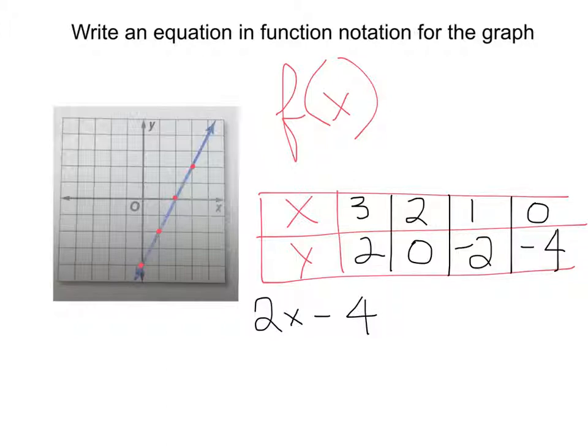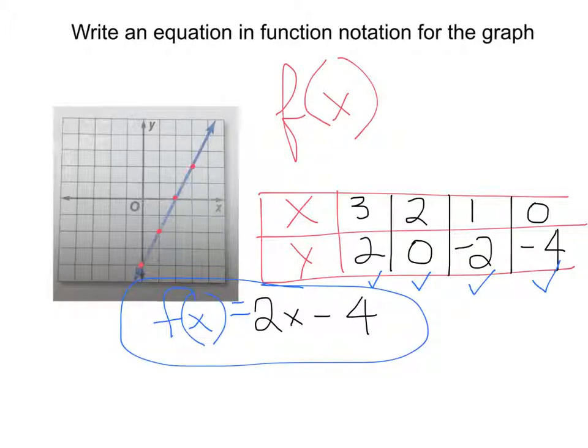2 times 2 would be 4. I subtract 4, I get 0. 2 times 1 would be 2. I subtract 4, I get negative 2. 2 times 0 would be 0. I subtract 4, I get negative 4. So my f(x), or my function notation for the graph, would be 2x minus 4.